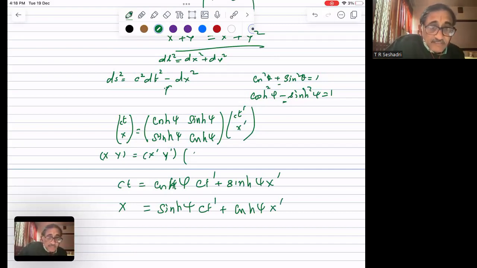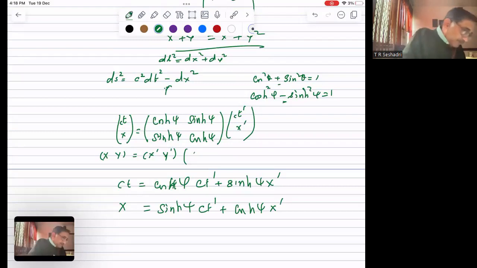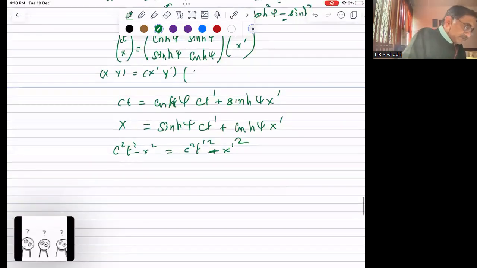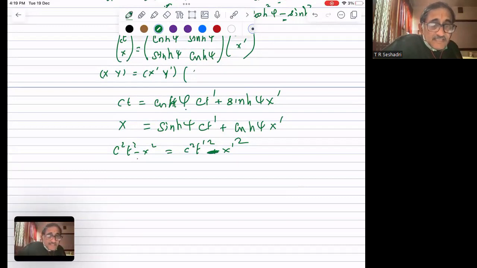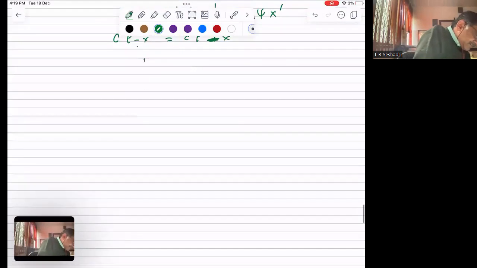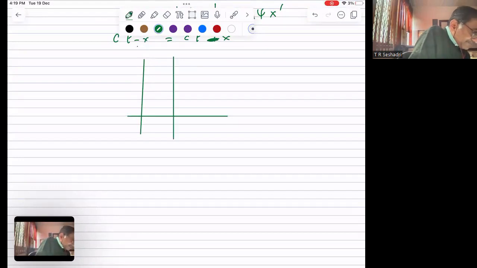Now if I take c square t square minus x square, I will find that this is equal to c square t prime square minus x prime square, which I wanted. So when this was plus, it was a trigonometric function. When it is minus, it is a hyperbolic function. But now what I do is the following. As I said, I had this frame and I had another frame.